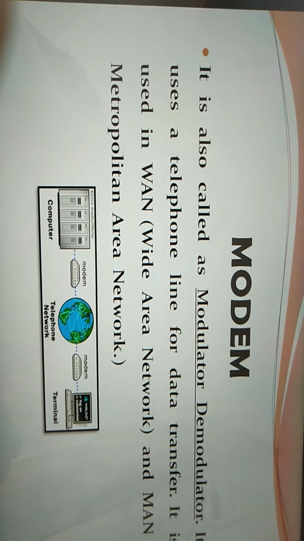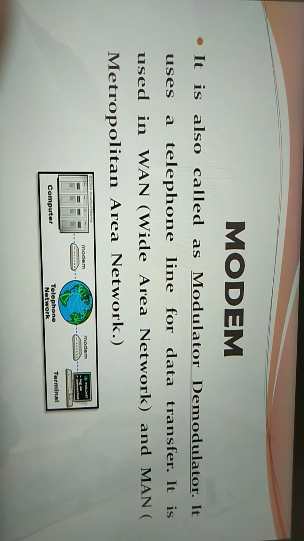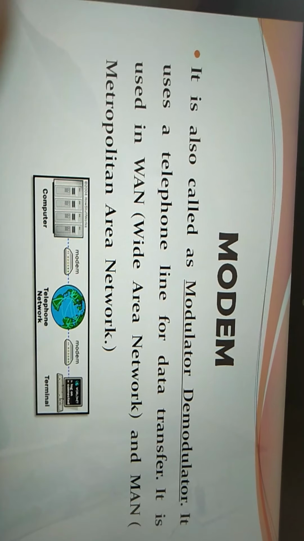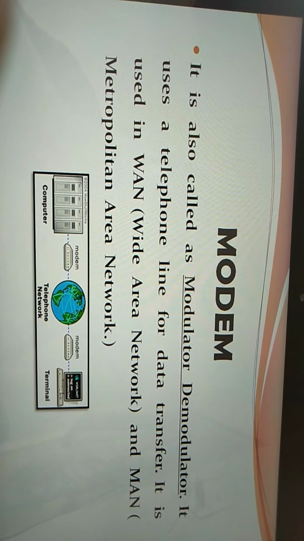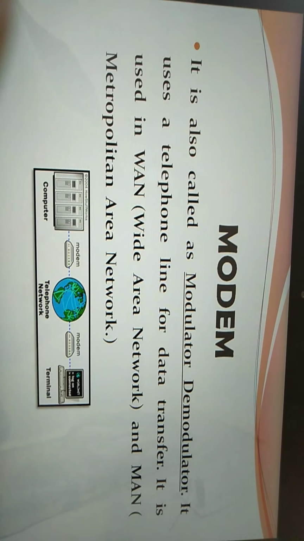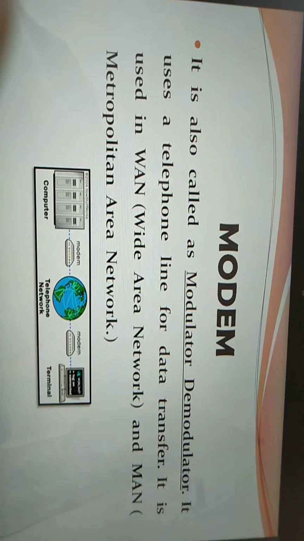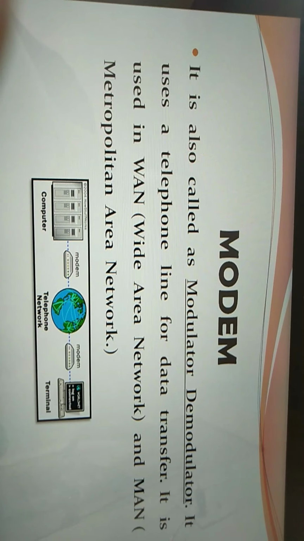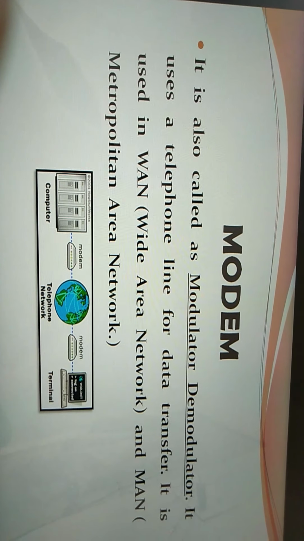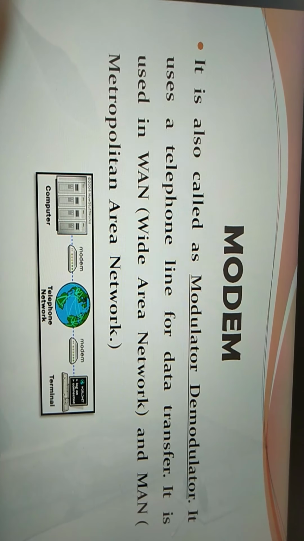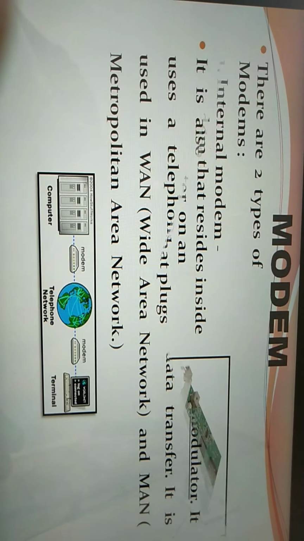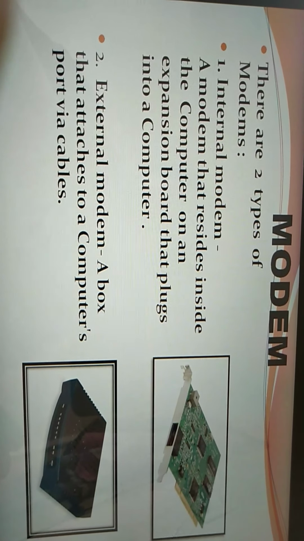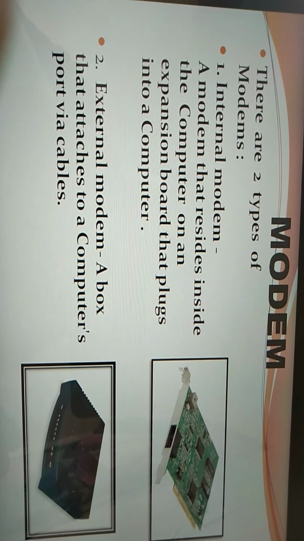If you see the diagram given below children, there is a computer which is connecting to the telephone line through a modem, and this modem connects to the internet, that is the World Wide Web, again through a modem. So a modem is basically used to connect a computer to the telephone line, and from the telephone line it connects us to the internet. Now there are two types of modems, internal modem and external modem.